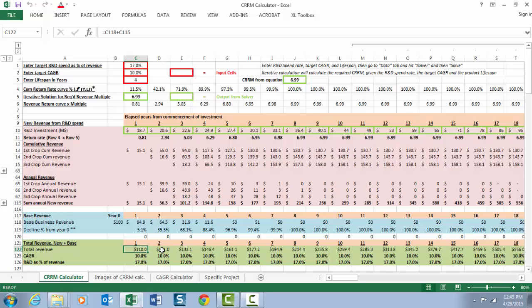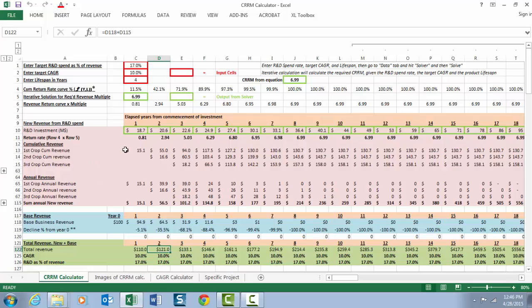And by the end of the second year, that would need to go up to 121, etc. across here to get to a 10% CAGR. This is fully solved, so notice that it is a 10% CAGR we're achieving each year, and we are also spending precisely 17% of revenue on R&D.